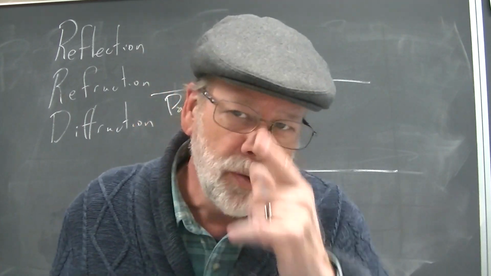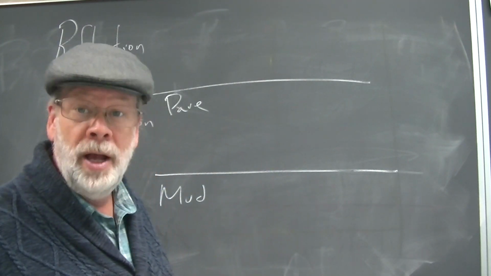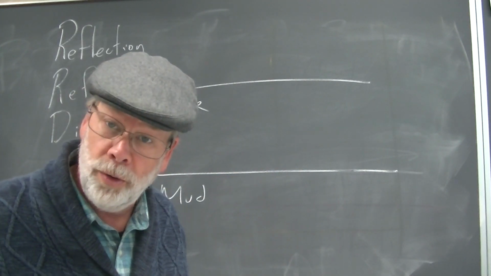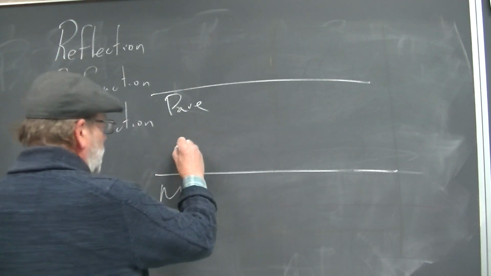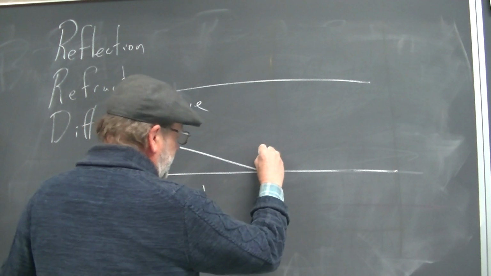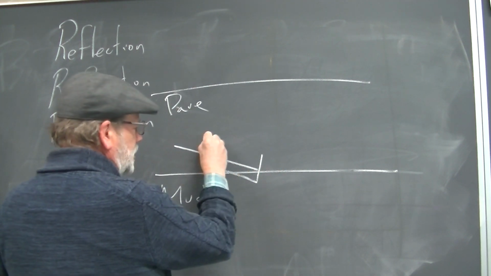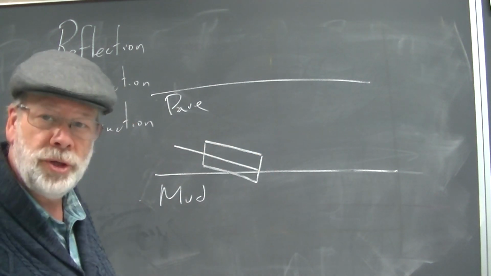That's all. So let's consider a car that has drifted to the side of the road. This is refraction. So here is a car that is being driven and it's just gotten to the side of the road, just like this.